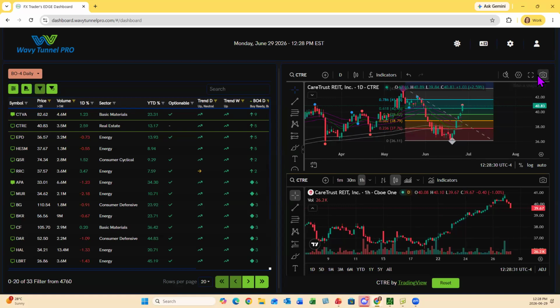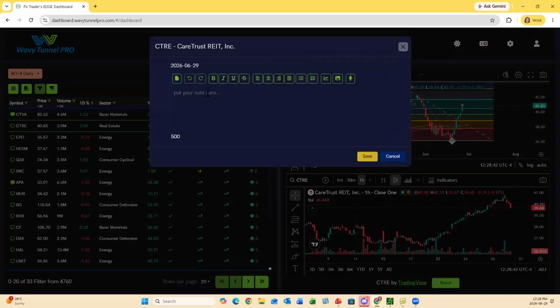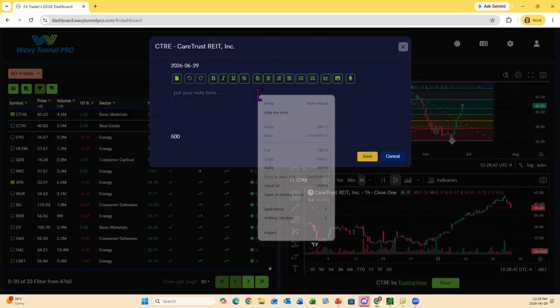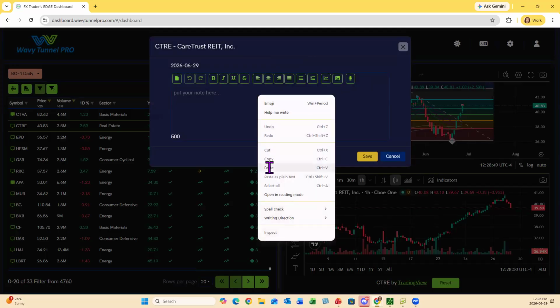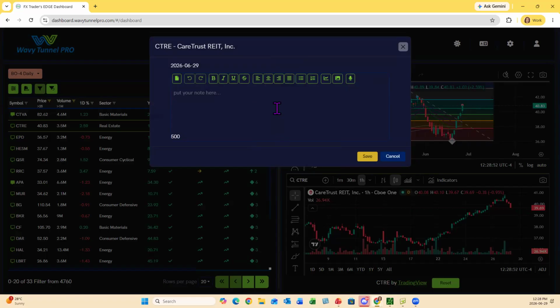Let me take a screenshot of this chart. Copy image. Let's try it again. And let me go into here. Put your note here. Oh, no. Paste. Will that work? Interesting. Okay, I'll have to tell Daniel that I didn't have this trouble until now. So I'm not sure what's happening here.